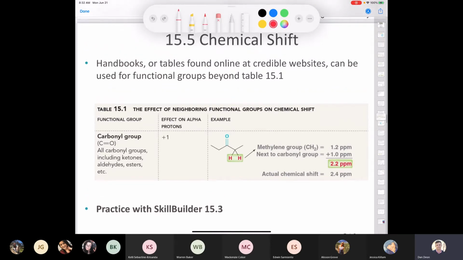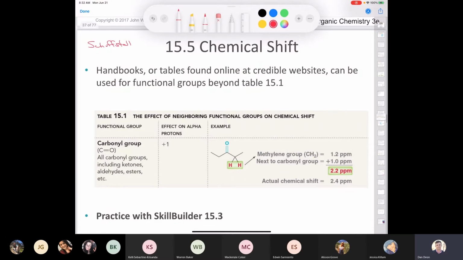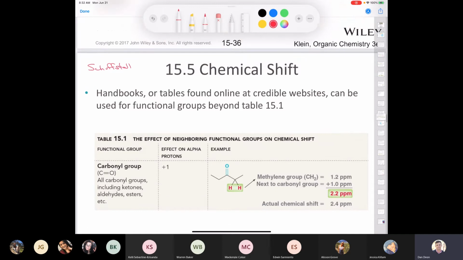So those are the three effects of neighboring functional groups on chemical shifts that are covered in this table. You can go look around the internet. You can look at other handbooks and tables that are found on the internet, or you could buy another textbook. But another good resource would be the Shapiro textbook. I don't know if you're using that. It's used in Chemistry 3102, sometimes in Chemistry 3112. That has a more exhaustive table of chemical shifts that could be useful for you.